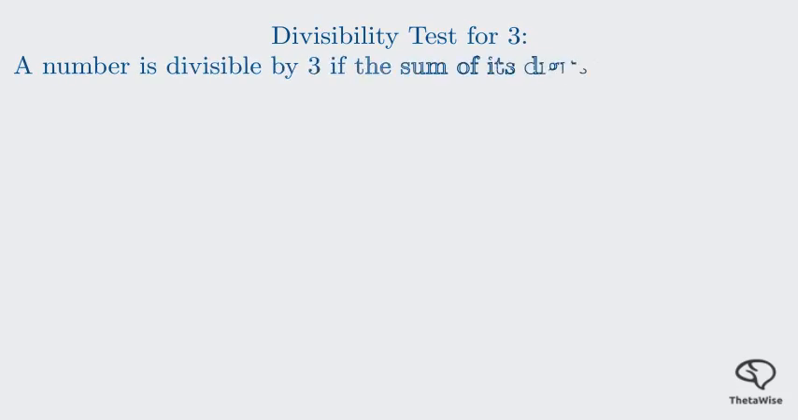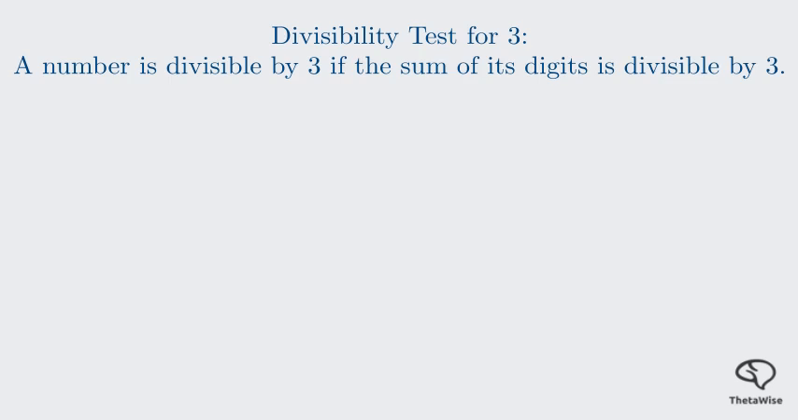Today we'll focus on the tests for the numbers 3 and 9. Let's dive in. Let's start with the divisibility test for 3. This is a very common and useful test. The rule is simple. A number is divisible by 3 if the sum of its digits is divisible by 3. Let's break that down. You take a number, add up all its digits, and then check if that new smaller number is divisible by 3. If it is, the original number is too.